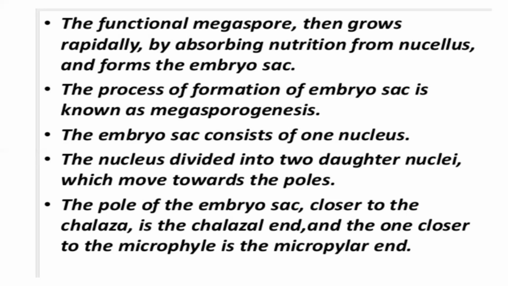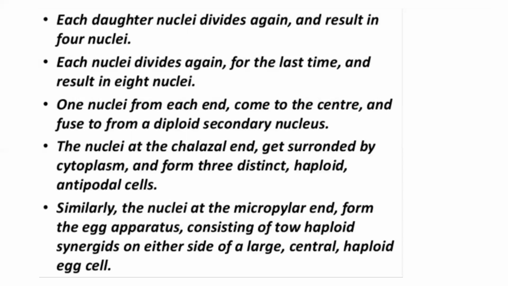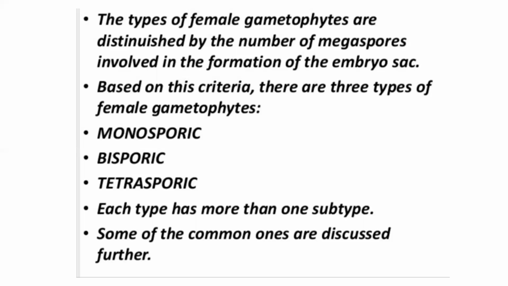The pole of the embryo closer to the chalaza. Each daughter nucleus divides again and results in 4 nuclei. Each nucleus divides again. So that is the embryo sac. It is nothing but the female gametophyte.